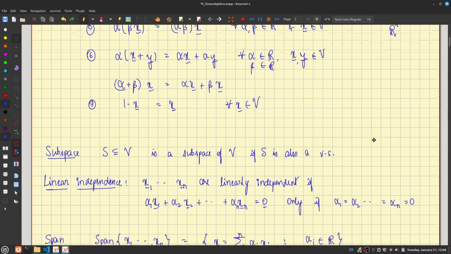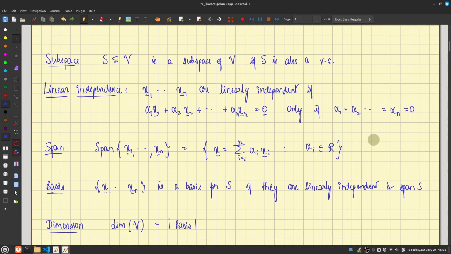All right. Some more definitions. If you have a vector space and you take any subset which forms a vector space in itself, that is, it satisfies all of these properties above, then we call it a subspace, a vector subspace of V.